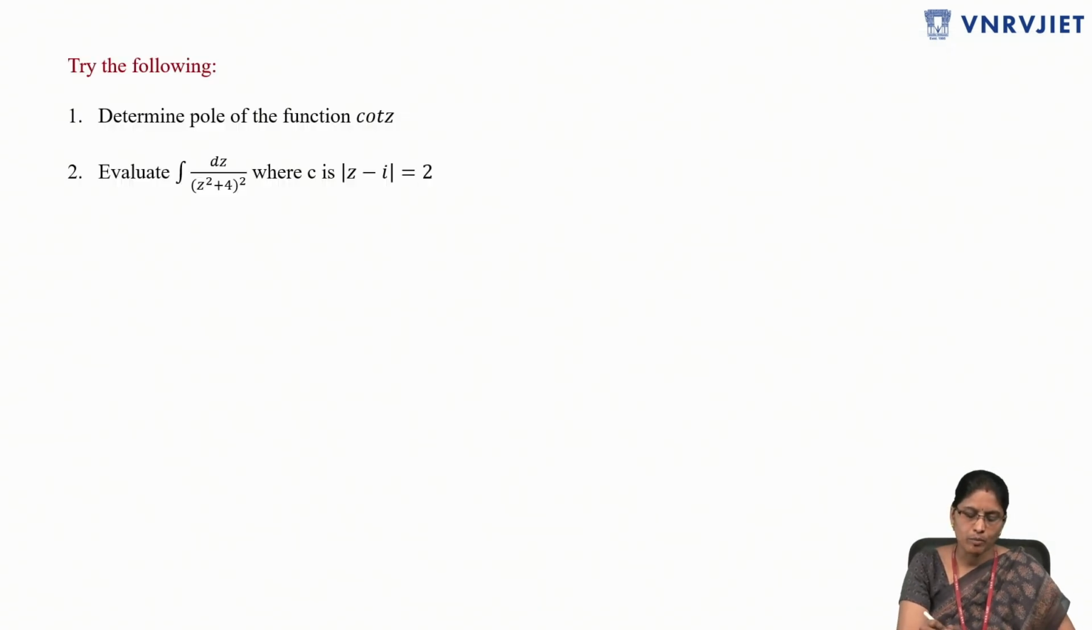Try the following problems. Determine the poles of the function cot z. Second one, evaluate the integral of dz by (z square plus 4) whole square, where C is mod z minus i is equal to 2. Thank you.